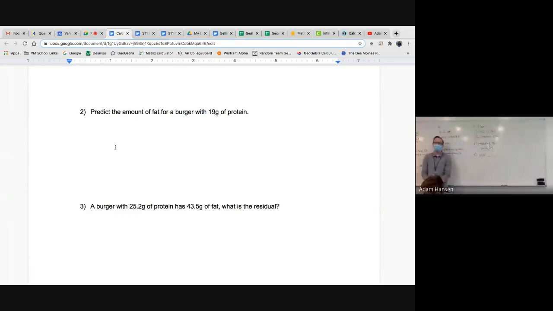Do I know how much I predicted the fat content for this cheeseburger to have? How'd you get that, Isaac? I just plugged it in. So I have to know what I would have thought this cheeseburger was supposed to have for its fat using 25.2 grams of protein. For a cheeseburger with 25.2 grams of protein, how much fat do I think it's supposed to have? That's what I'm missing, right? So you plug 25.2 into your equation, right, Isaac? Yeah. Okay, so let's do that.